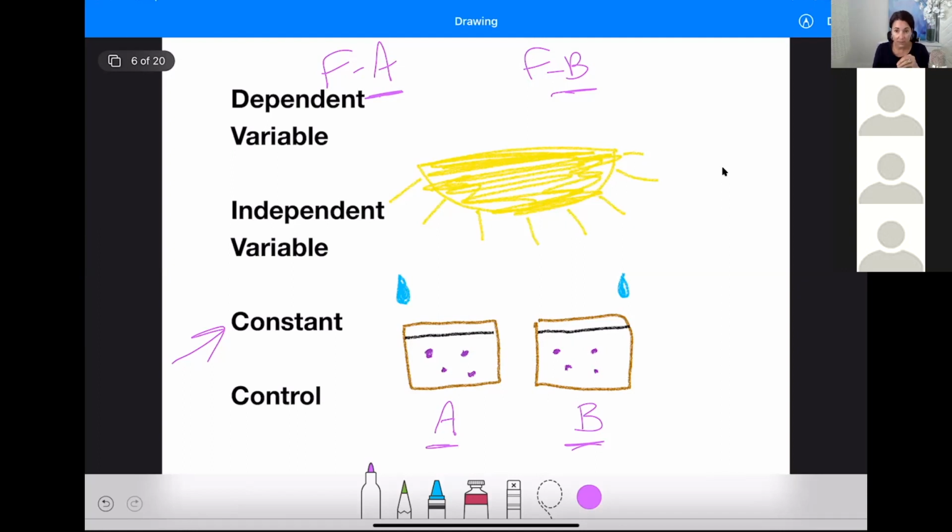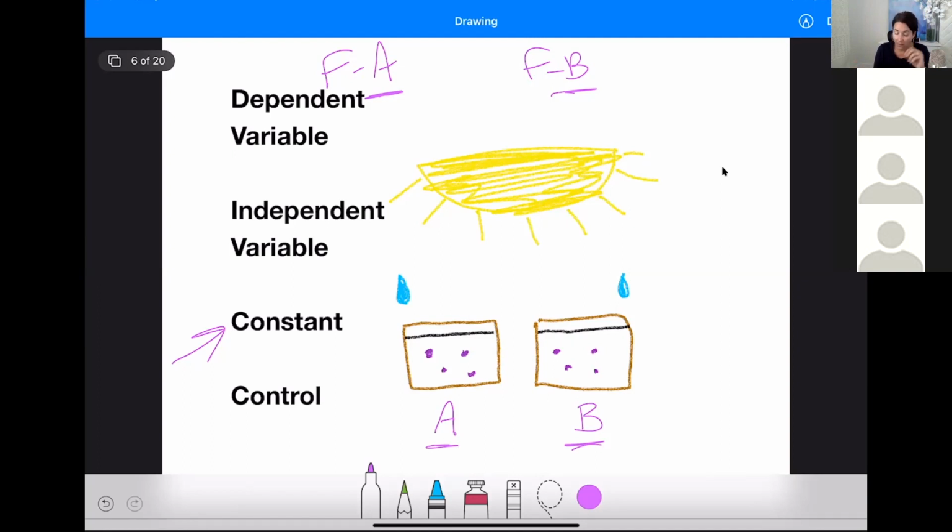Why is that important? Because I need to figure out if the thing making the change is the fertilizer. If I put one of these in the dark or in the light, or I water one more than the other, how do I know that it's not the water that's making it grow and not the fertilizer? So if you're testing fertilizer, you have to make everything else identical. All right. So your constants here are all those things we just talked about.